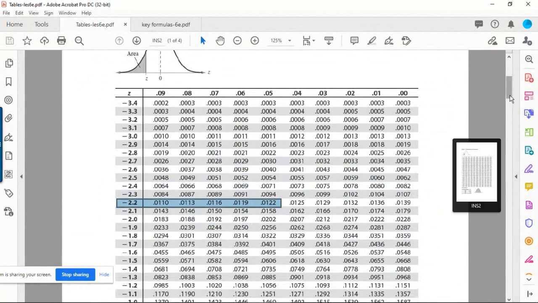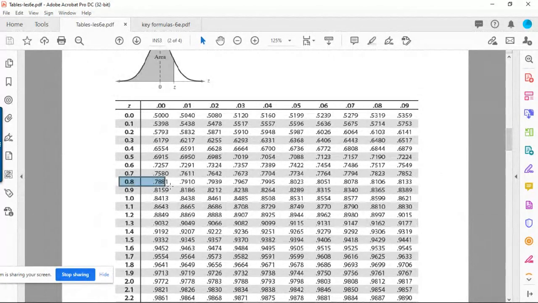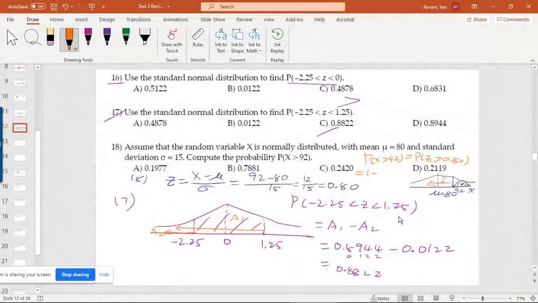So 0.80 is 0.7881. Okay, and then if you calculate this one right here, that gives you 0.2119, which is D in here. So this one is just giving you one more step, convert it into a z-score on your own. All right, I think this is 5.3 already.